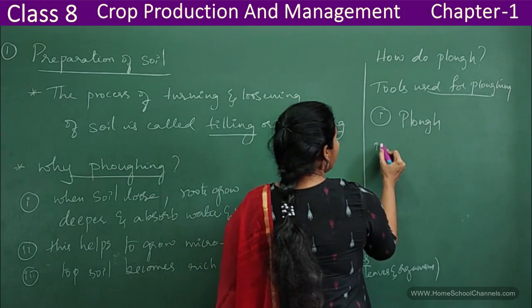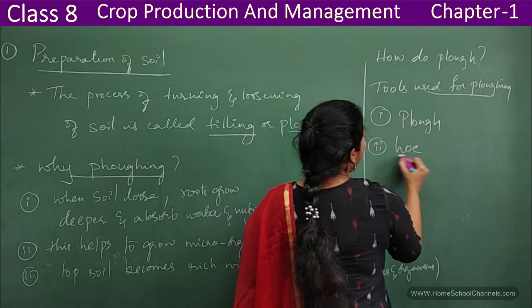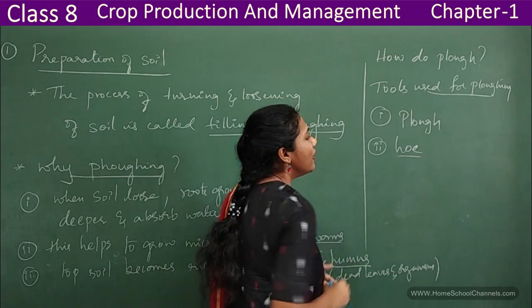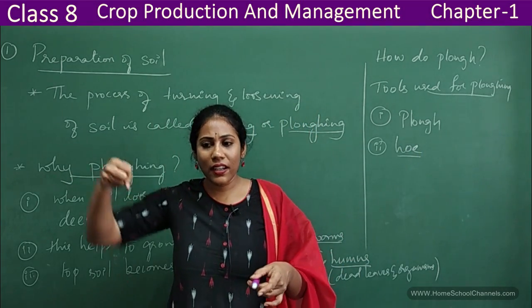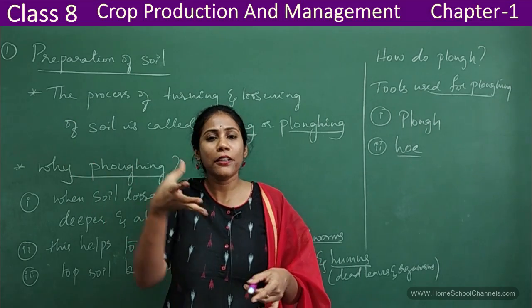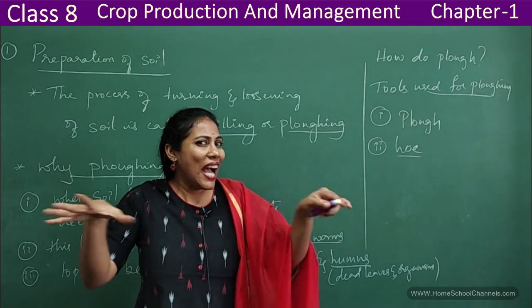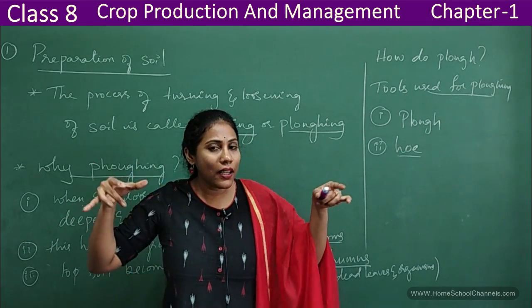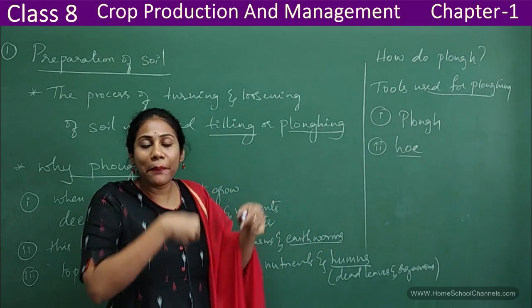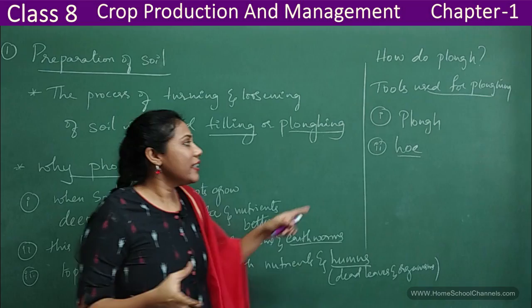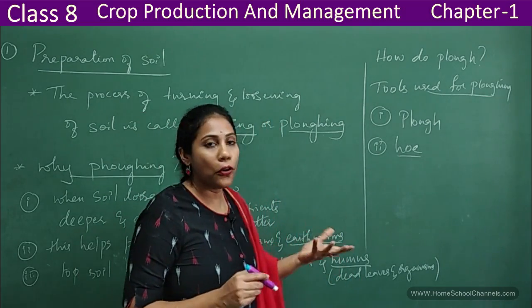And the second instrument is the hoe. This is a common thing we observe in our gardens also. We use this in our gardens, where a wooden rod will be there. To that, one flat sharp iron piece is fixed, and holding the wooden rod, we will keep digging the soil, right? That instrument we will call a hoe.